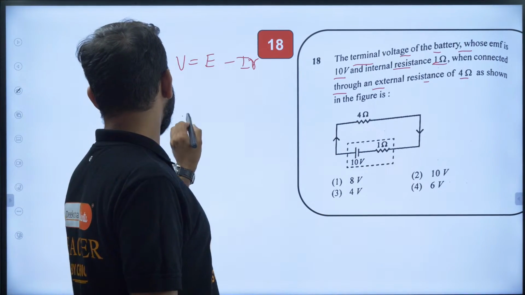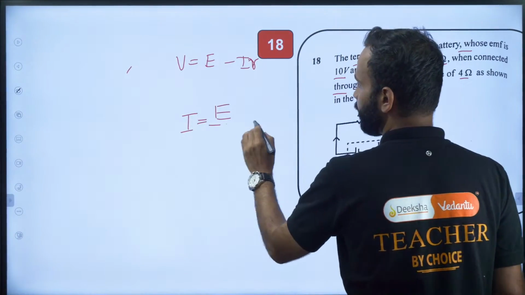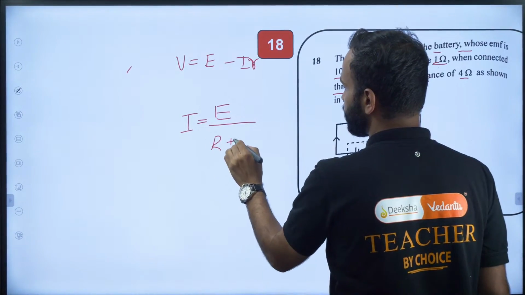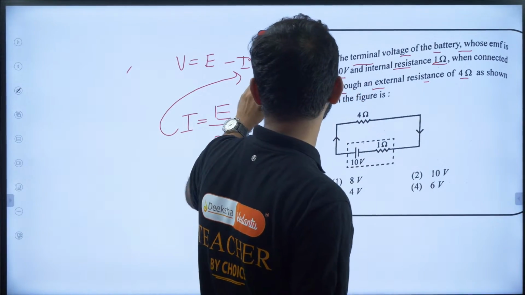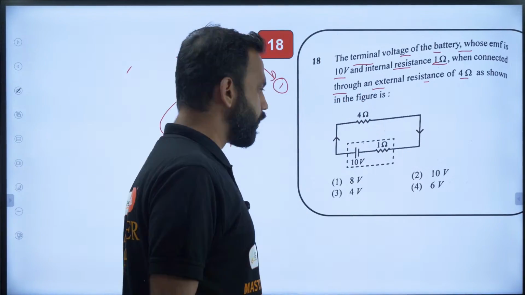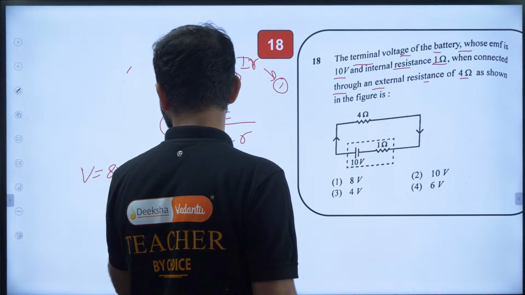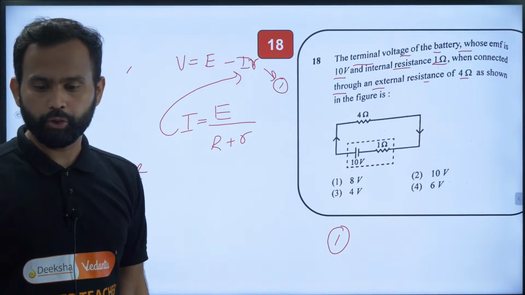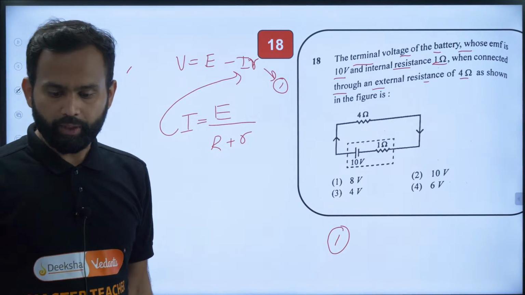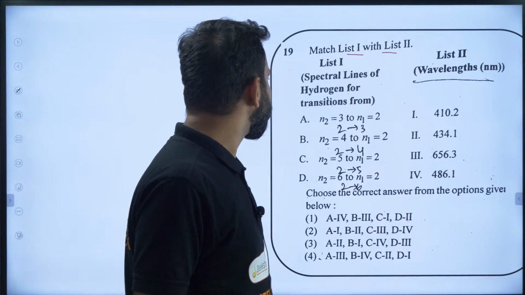Now we know that the current flowing through the battery I is equal to EMF E divided by R plus r. So now substitute this expression of I into the first equation. Solve this, you will get V equal to 8 volt. So the correct option is 1. Understood? The correct option is 1. Question number 19. Match list one with list two.